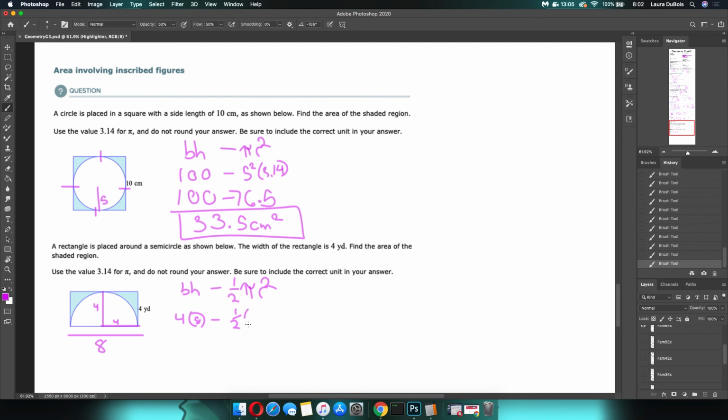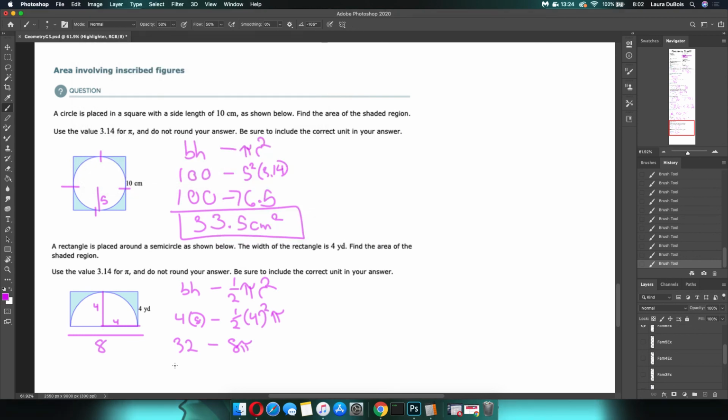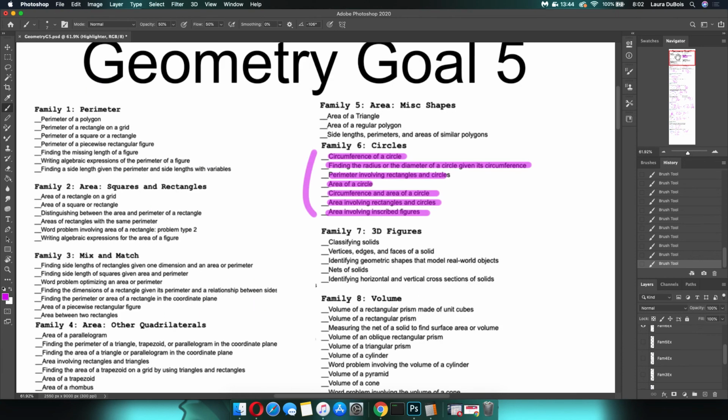What was the radius again? 4 squared times pi. So that's going to be 32 minus, 4 squared is 16. Half of 16 is 8 pi. So what is 8 times 3.14? 8 times 3.14 is 25.12. So 32 minus 25.12 is going to be 6.88 yards squared. And that, ladies and gentlemen, is everything for circles.